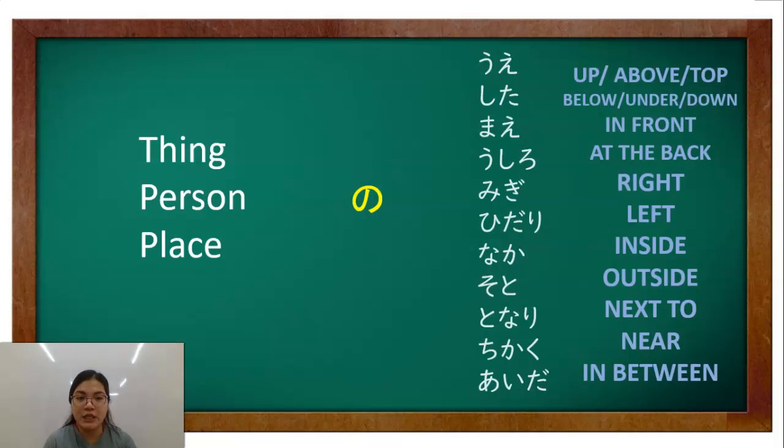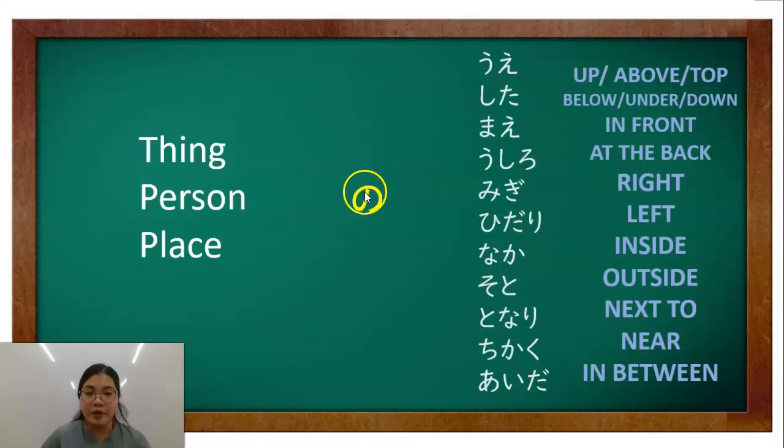Mae is in front. Ushiro is at the back. Migi is right. Hidari is left. Naka is inside. Soto is outside. Tonari is next to. Chikaku is near. And aida is in between. Okay? So, ito yung mga different placement kung nasaan yung bagay natin. Okay? So, it is either things, person, or place.